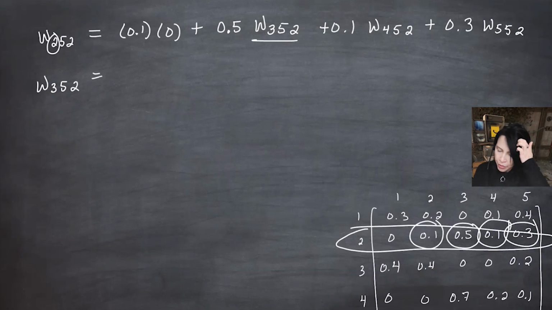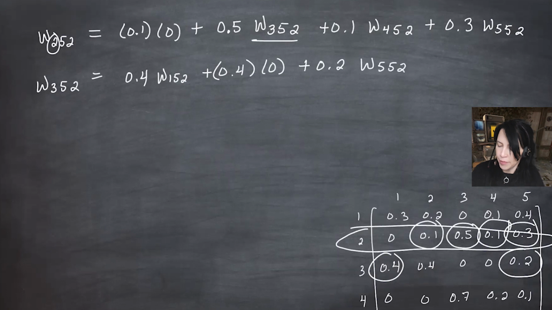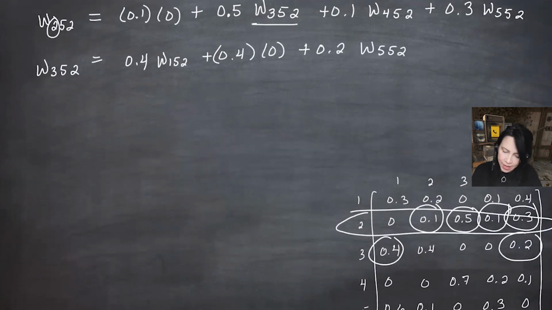Okay, I'm going to look at the 3 row. With probability 0.4, I go to 1. And now starting at 1, I want to count the hits on 5 before I hit 2. With probability 0.4, I've hit 2, and it is over. I'm not counting any hits on 5. With probability 0.2, I'm going to 5. And now starting from 5, I want to count the hits on 5 before stopping at 2. And I'm going to need W452.